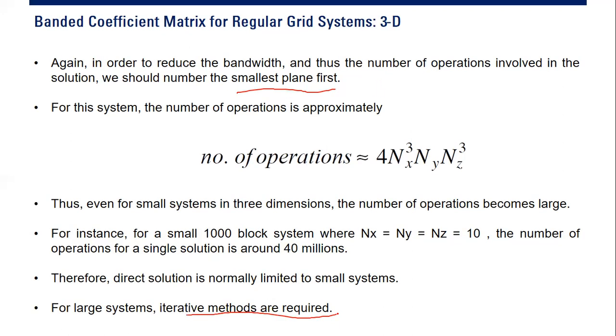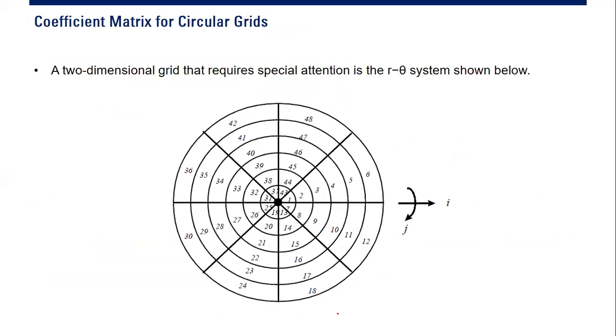That's for Cartesian coordinates, and what about radial coordinates for circular grids, for example? A two-dimensional grid that requires special attention is the R-theta system shown below. So we usually use this circular grid. For example, we want to specifically analyze the area closer to a well. We have radial flow towards the well, so we use circular grids to get a better approximation of what is actually occurring closer to the well. So we use a circular grid.